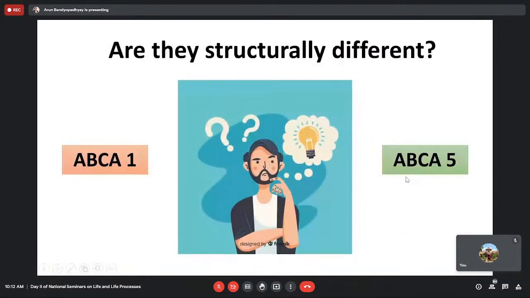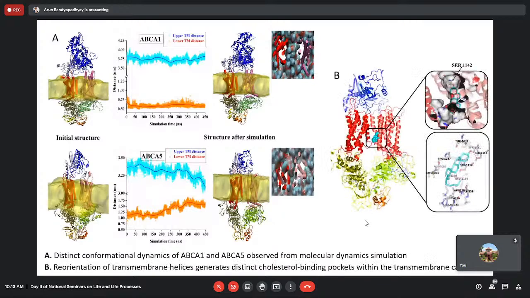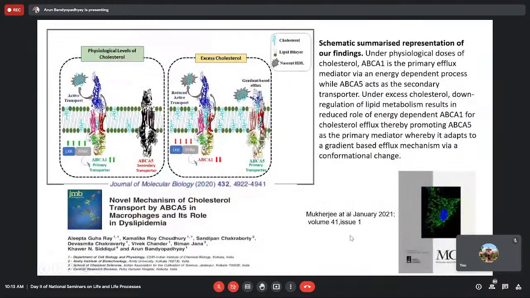So what is happening? Are they structurally different? We have collaborated with the computational biologists who are also structural biologists. They do a lot of structural simulation, and we ask the question: what is the similarity between ABCA1 and ABCA5? Because ABCA1 is known to be a cholesterol transporter, but ABCA5 is not known to be a cholesterol transporter. We found this for the first time in our study. After a lot of simulation study, we found a very interesting observation.